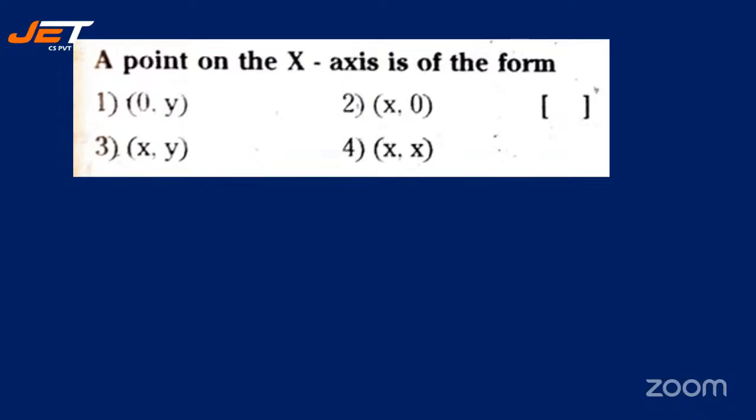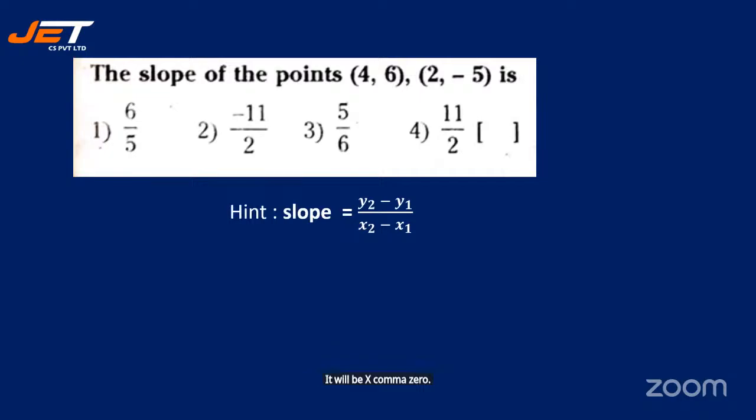So, a point on the x-axis means y is 0. It will be x comma 0. All right. See the next one.